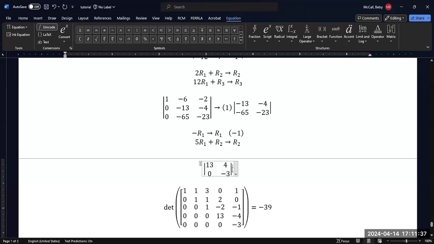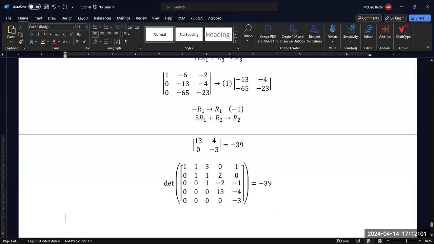And same thing for this reduced one. I kept reducing and getting rid of all the stuff that I no longer needed. And if I keep track of all of the sign changes that I made, 4 sign changes and no other modifications to my determinant by doing row operations, 13 times negative 3 is still negative 39. And in fact, if you put the original matrix into a calculator and do the determinant in the calculator, you get negative 39.